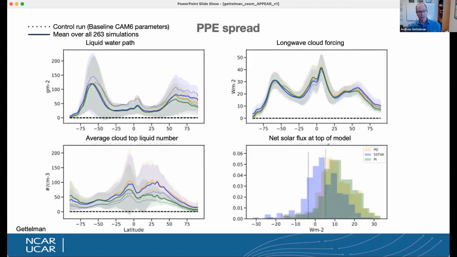Just to look at the spread. So this is just a couple of clouds showing the liquid water path here. The solid line is the mean. Interestingly, the dashed line is the default model, which is not anywhere near the mean of the PPE. And you can see the longwave is actually pretty well constrained. The liquid water path is all over the place.